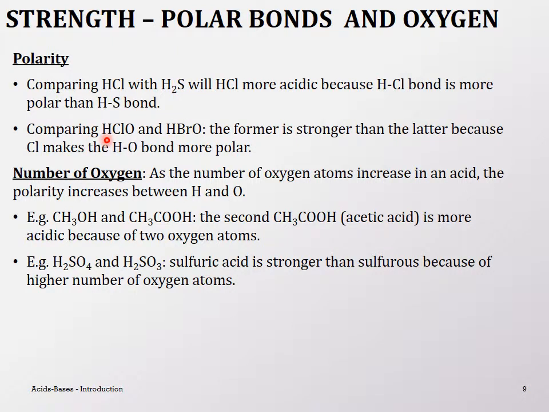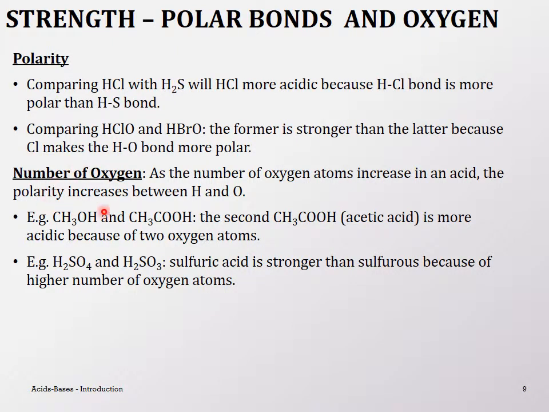Now comparing HClO and HBrO, the hypochlorous and the hypobromous acid. Again, HClO, the hypochlorous acid, is going to be stronger because the Cl is going to be more electronegative, okay? Higher electronegativity leads to more polarity. So the H-O bond becomes more polar, so it's easier for this hydrogen to go away into solution and become a hydronium ion. That's kind of how it works.